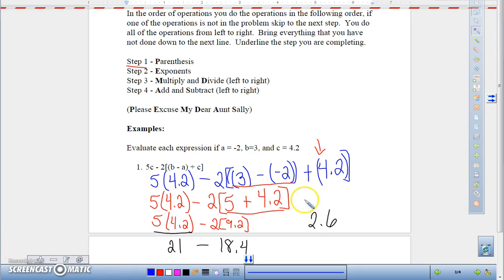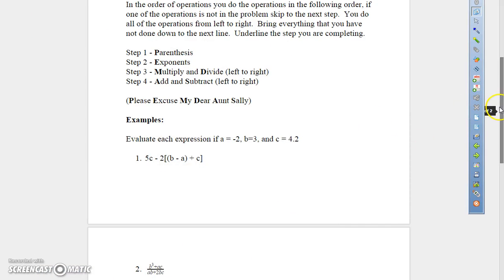Anytime you have an answer, I want you to box or circle it. Sometimes I mix it up. Sometimes I do all boxes. Sometimes I do circles. Up to you, whichever one you feel more comfortable with. Just please make sure that you identify it in some way that I can see it. Okay, so let's do the next example.